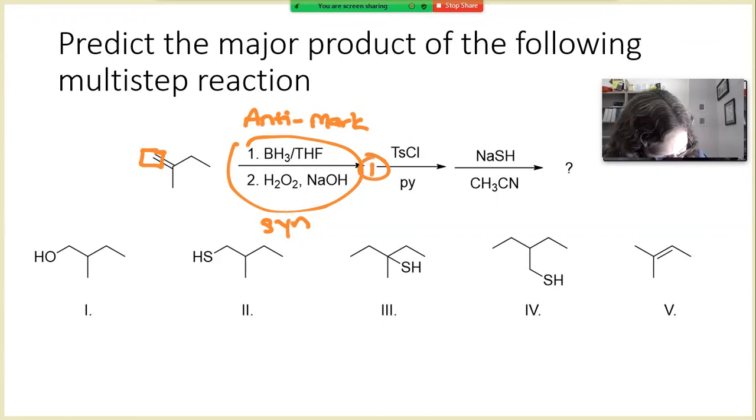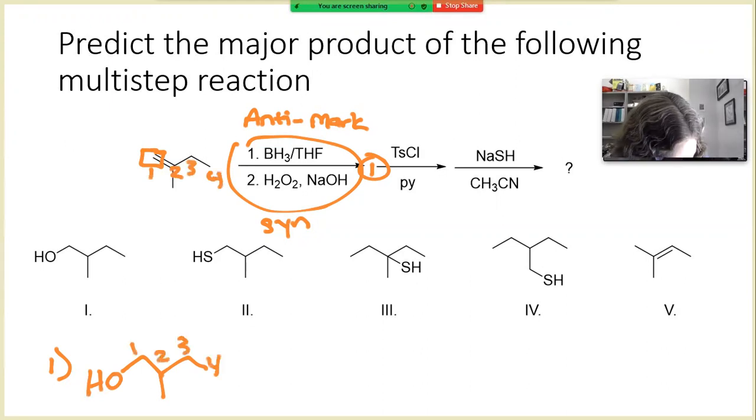So product number 1 is going to be this molecule right here, where we have the original structure, 1, 2, 3, 4, and we've added to the 1 carbon. So that's adding the OH group. We've also added a hydrogen to the 2 position, but we don't typically draw the hydrogen atom in because it's bond line. So this molecule is a primary alcohol.